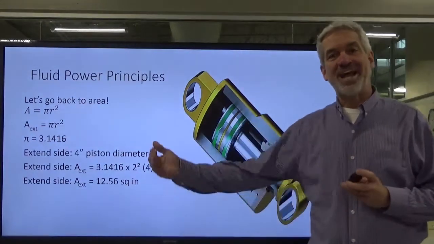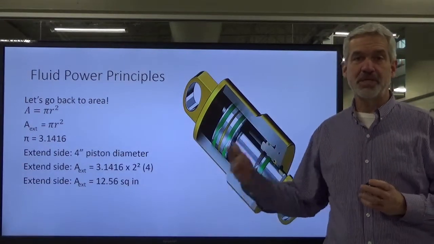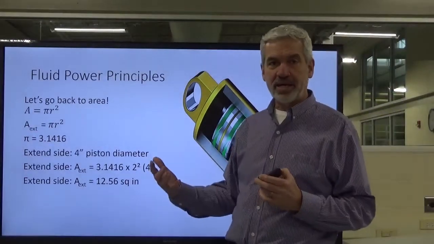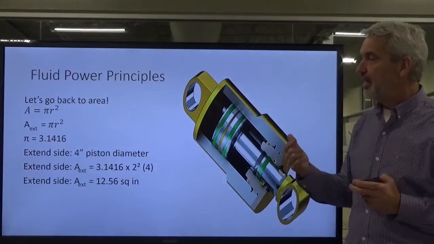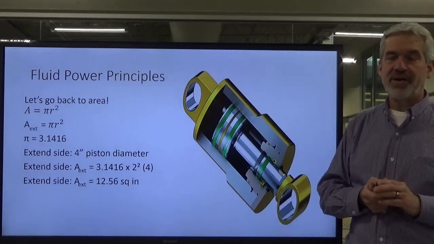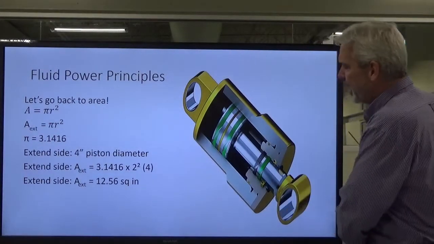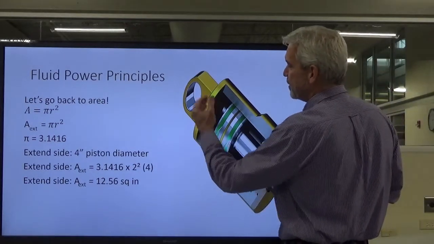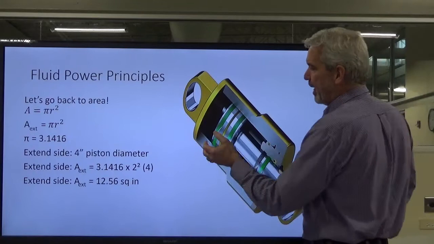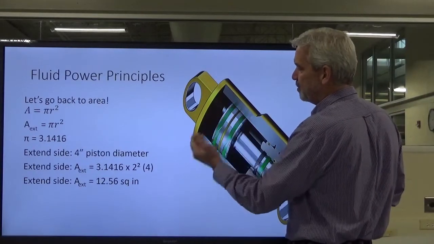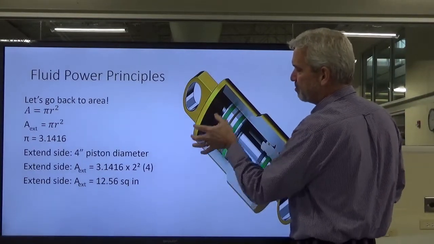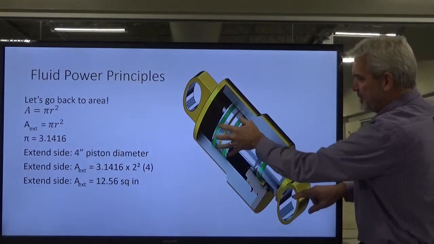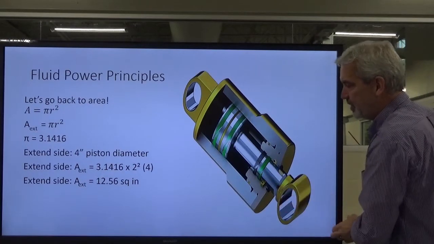The radius, which is half the diameter, we square that, which means we multiply it by itself, whatever the radius is. Okay, and then that's how we multiply those two together, and then that's how we get the area of our cylinder. Now, the cylinder has a couple of different parts to it, and a couple of different sides. But on this side, this is what we call the cap end. Okay, and this is the area in which we port fluid back here. And the pressure builds up, and it forces the cylinder this way, okay? Forces the piston this way, and the rod extends, okay?